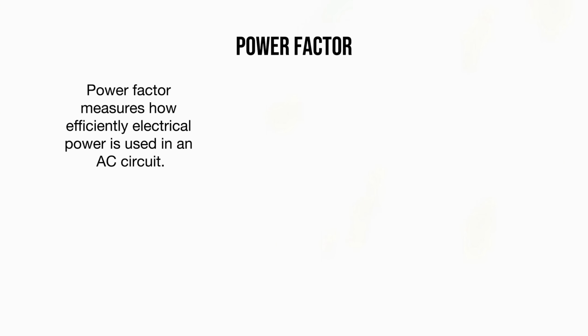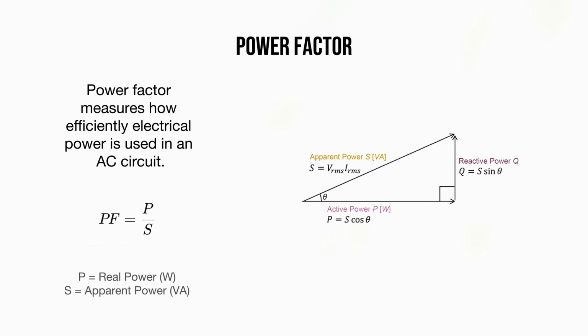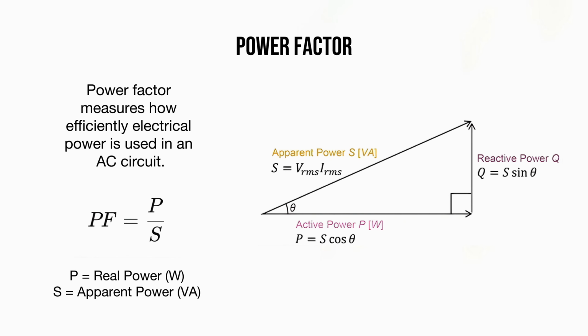Power factor is a measure of how efficiently electric power is used in an AC circuit. It is defined as the ratio of real power to apparent power. Real power is the useful power that performs actual work, such as running motors or lighting bulbs. Apparent power is the total power supplied by the source. Mathematically, power factor is given by P divided by S, where P represents real power in watts and S represents apparent power in volt amperes. The value of power factor ranges between 0 and 1, where a value closer to 1 indicates better efficiency.